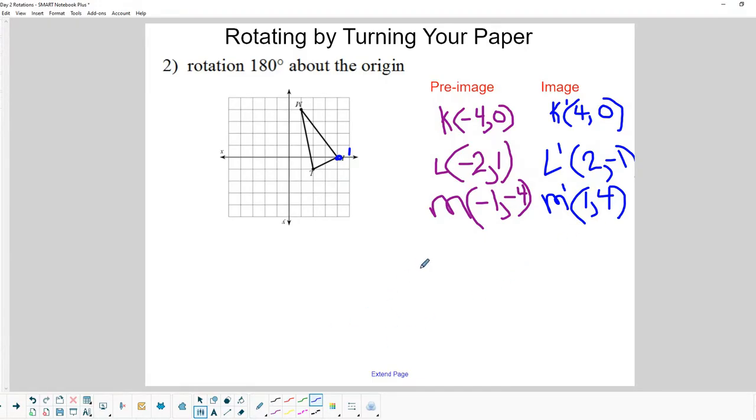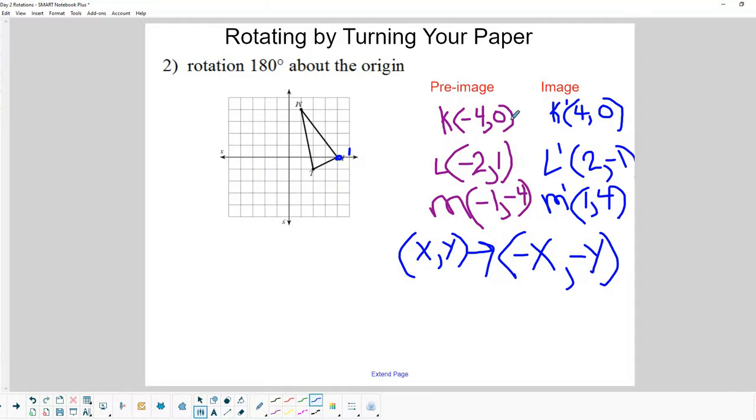So what happens when we do that is the rule is x, y, when it rotates 180 degrees clockwise or counterclockwise, both numbers just become their opposite: negative x, negative y. So we started out with negative 4, it became positive 4 because that's the opposite of 4. Started out with 0, it stayed 0 because there is no opposite of 0. Started out with negative 2, its opposite is 2, and so on and so forth through the whole shape. Okay, very good. Let's keep it going.